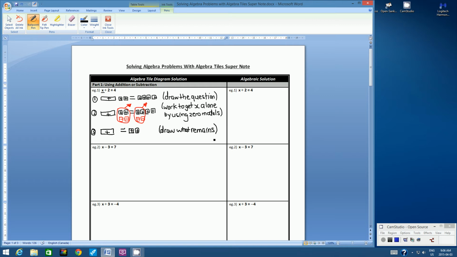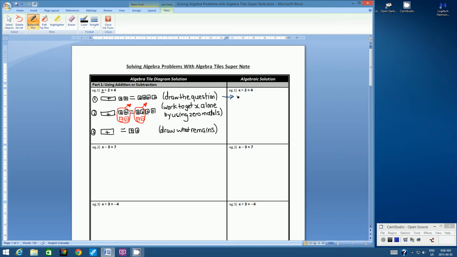Okay. All right, so that's the algebra tile diagram solution for example 1. So what we like to do is we always like to pair the tile solution with the algebraic solution. The algebraic solution doesn't require as much room, but it basically follows the same steps. So we can actually correlate each step from the algebra tile solution to the algebraic solution.